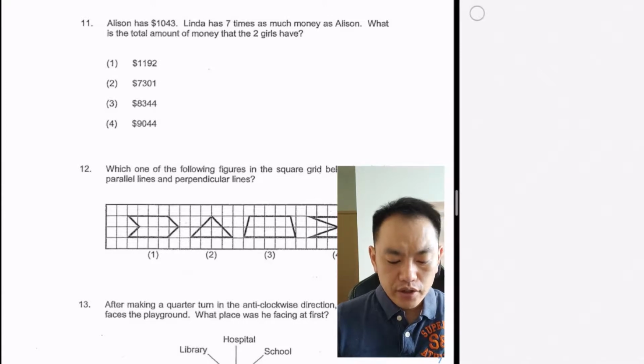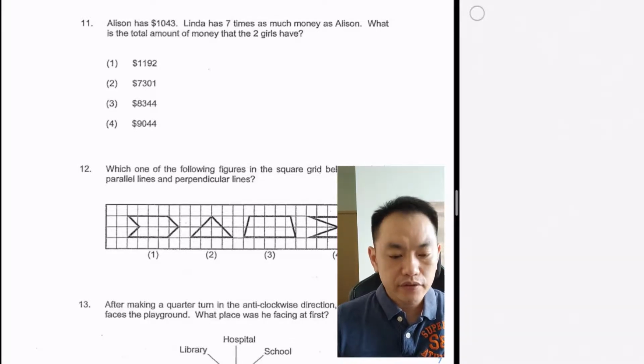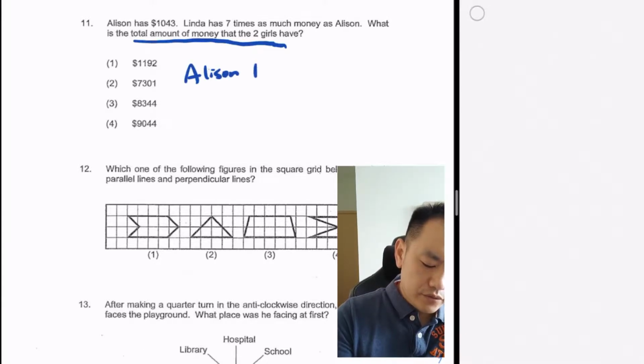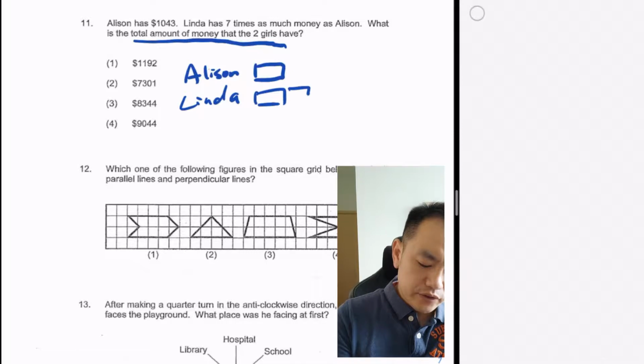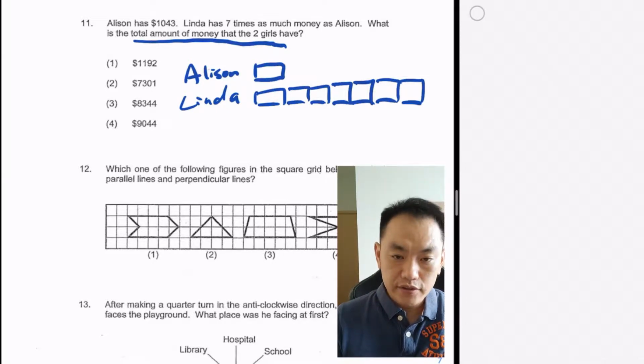Ellison has $1043, and Linda has 7 times as much money as Ellison. What is the total amount of money the 2 girls have? Okay, so Ellison has 1043, and then Linda has 7 times as much money. So if you want to calculate Linda's, you just take Ellison's money and times it by 7. But the question asks, what is the total amount of money both girls have? Ellison has 1 portion of money, and then Linda has 7 of them. So I just quickly draw here 1, 2, 3, 4, 5, 6, 7. So in total they have 8, right? Ellison has 1 portion, and Linda has 7 portions, because Linda's money is 7 times Ellison's.